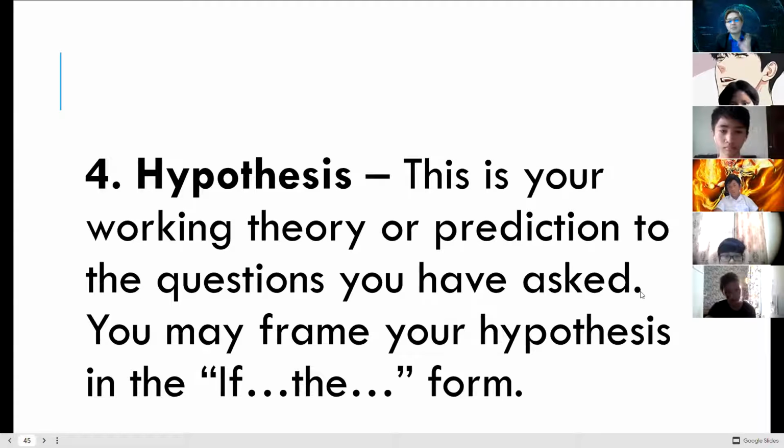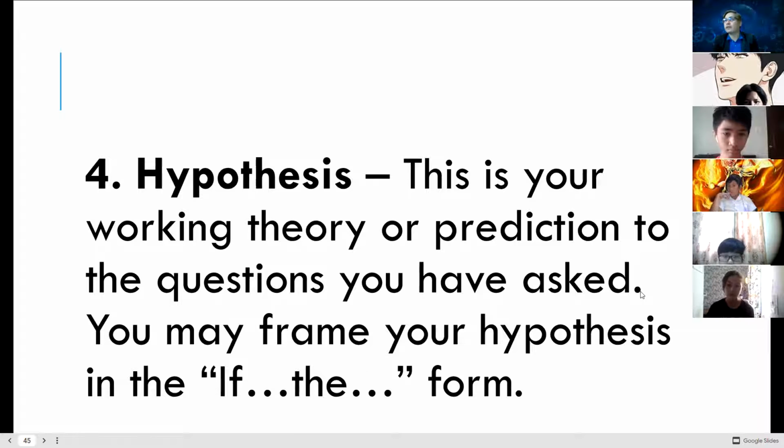Hypothesis, okay? This is your working theory or prediction to the questions that you asked at the start. You have your statement of the problem. Now you answer your statement of the problem. This is now your hypothesis. If this is the case, then this is the result. So this is now the hypothesis.